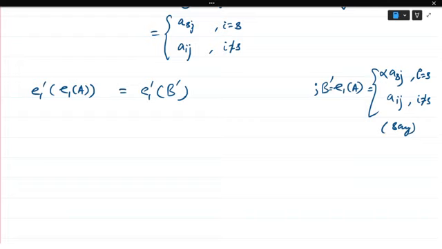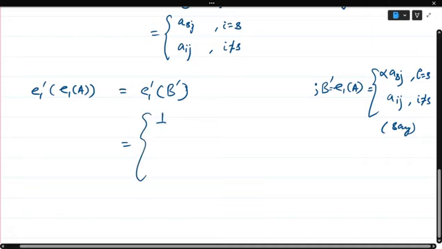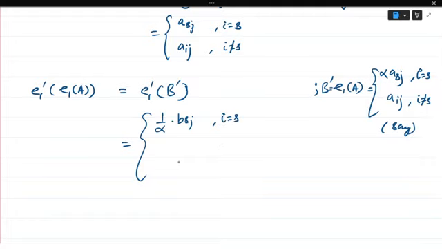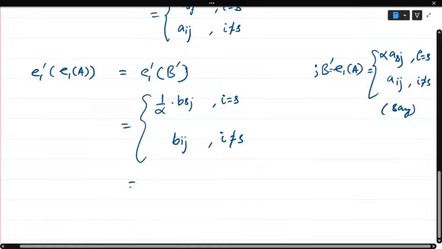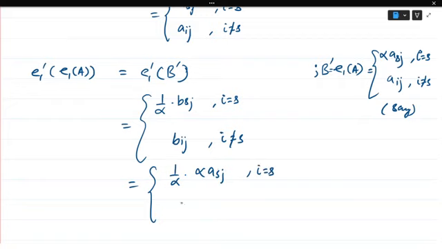So if we apply E1 prime over B prime, what do we get? E1 prime is given by 1 by alpha times Bsj when i is equal to s, and then we have Bij when i is not equal to s. With this, Bsj is alpha times Asj when i is equal to s, and it is Aij when i is not equal to s. So alpha gets cancelled out. Now again we are getting the same expression as above.